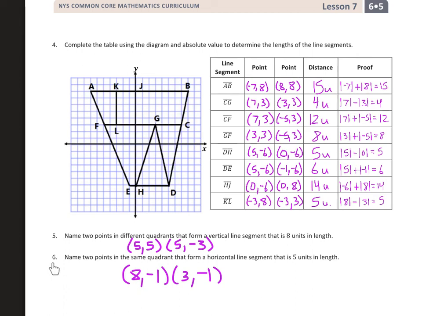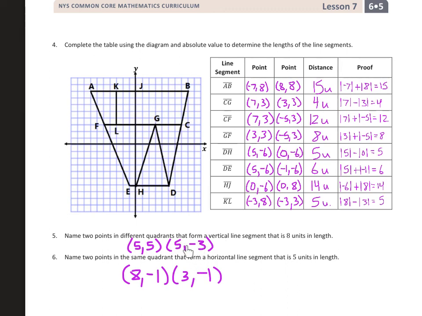For 5 and 6, name 2 different points. I don't think it's talking about these because there are no 2 different points in different quadrants that form a vertical line. This one is in the same quadrant. None of these match up vertically. So I think it just means write numbers. I wrote 5, 5, and 5, negative 3. So these would be in different quadrants. This would be in quadrant 1. This would be in quadrant 4 because it's right down.